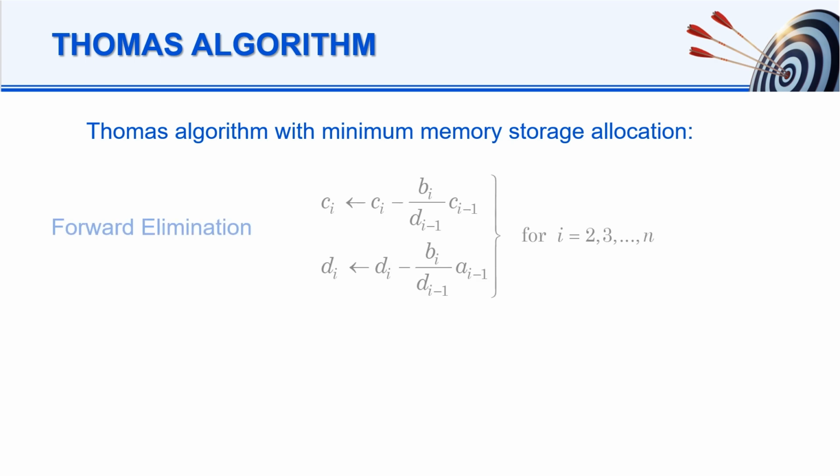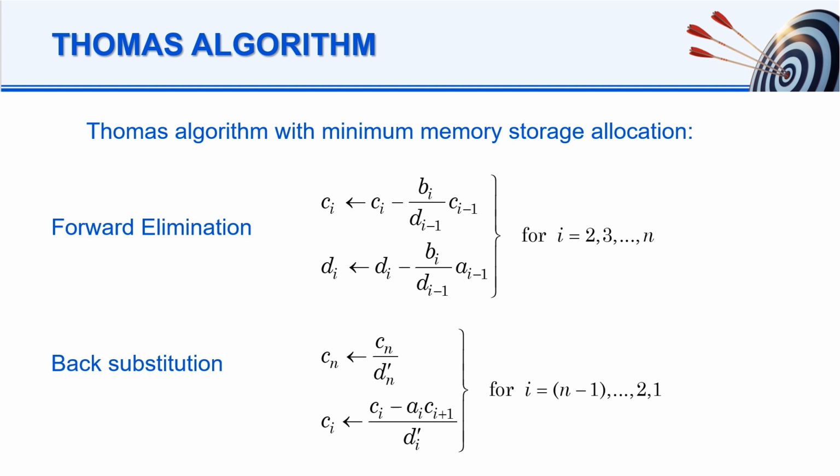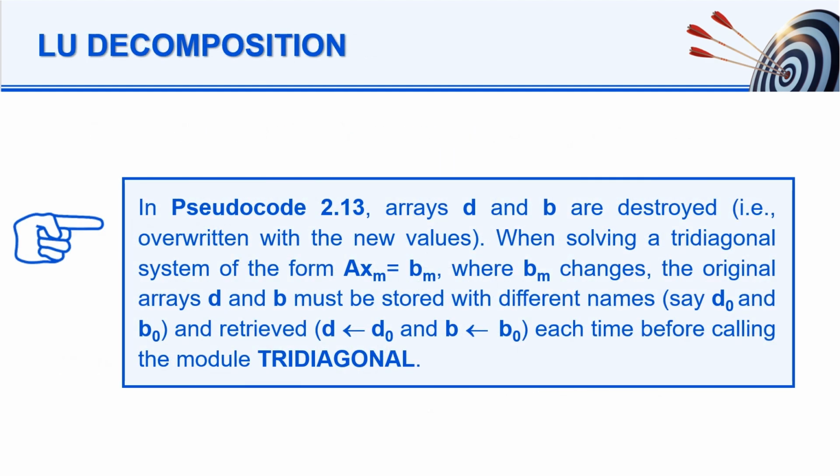This version requires only 4 arrays of maximum length n. The forward elimination and back substitution procedures can be expressed as follows. In pseudocode 2.13, arrays D and B are destroyed, that is, overwritten with the new values. When solving a tridiagonal system of the form A X_m equals B_m, where B_m changes, the original arrays D and B must be stored with different names, say D0 and B0, and retrieved each time before calling the module tridiagonal.